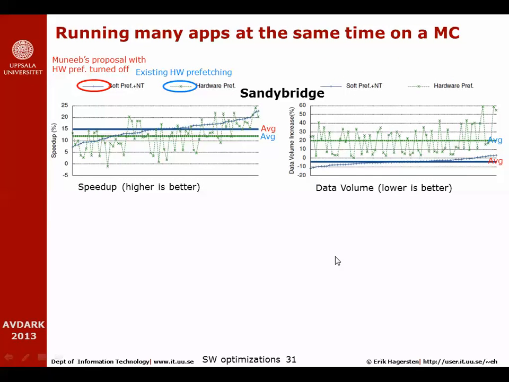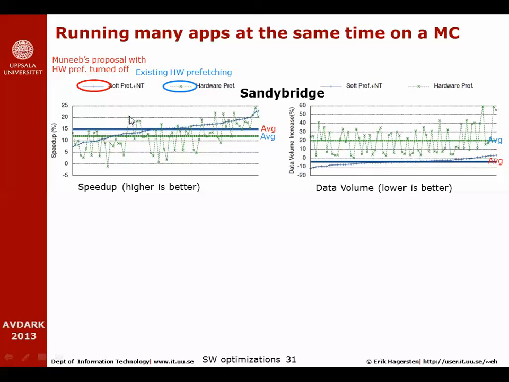Now, if we start to run several applications at the same time on a multi-core, you get a comparison that looks like this, comparing numbers for Sandy Bridge. The blue line here is how much speedup Muneeb gets for a large number of different application mixes that we have tried out. He sorts his results from worst to best, and then puts the corresponding speedup you get using hardware prefetching next to it and compares. And you can see that on average we do much better.